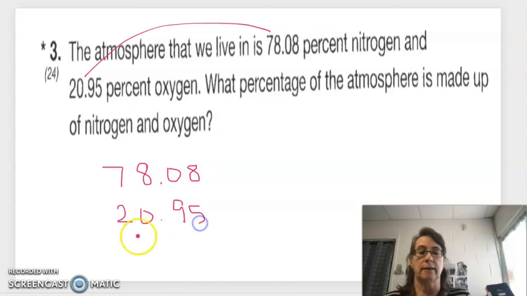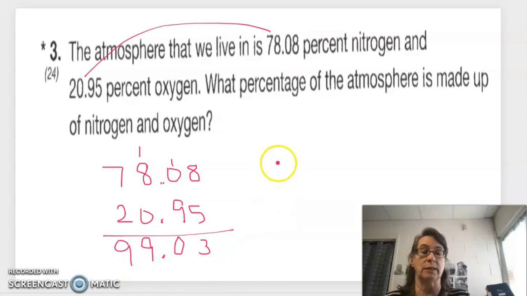20.95%. Okay, so we add these together, we get 13, carry the 1, 10, carry the 1. Remember when we're adding, we're bringing the decimal straight down, and then 9, and 9, and this is going to be 99.03%. Okay, so 99.03%, or 99.03 parts out of 100.